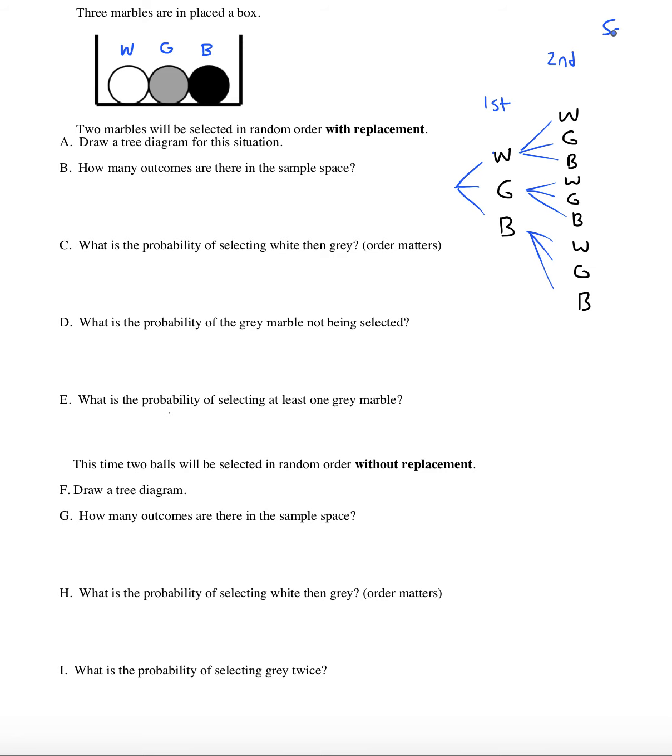All right, I'm going to quickly write the sample space so we can see the sequence of what was picked. In the top branch we have white, white, then white, gray, white, black, gray, white, gray, gray, gray, black, and so on.